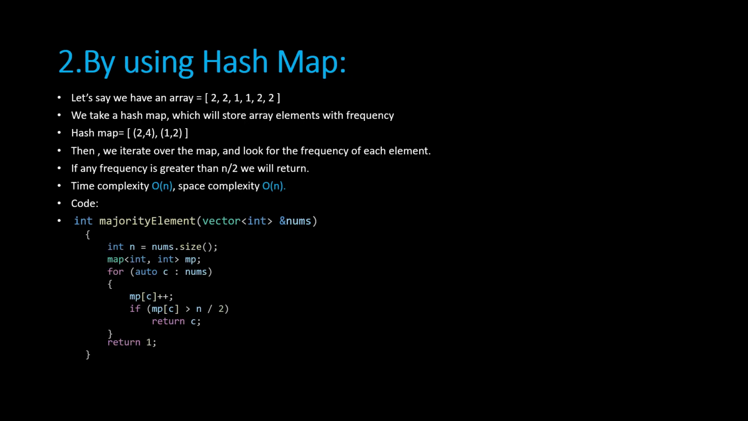Now let's talk about the hashmap solution whose time and space complexity is O(n), because here we are using extra space for storing elements. Here we iterate over the array and increment its frequency in the map, and look for whether its frequency gets greater than n/2, and if it does, then we simply return the element.